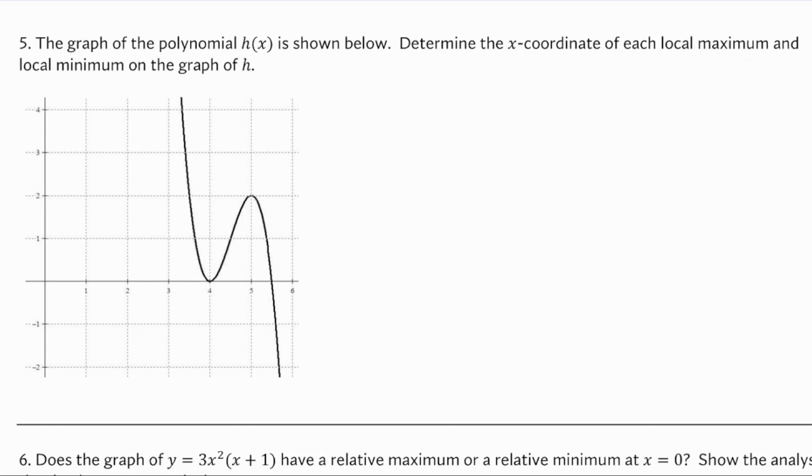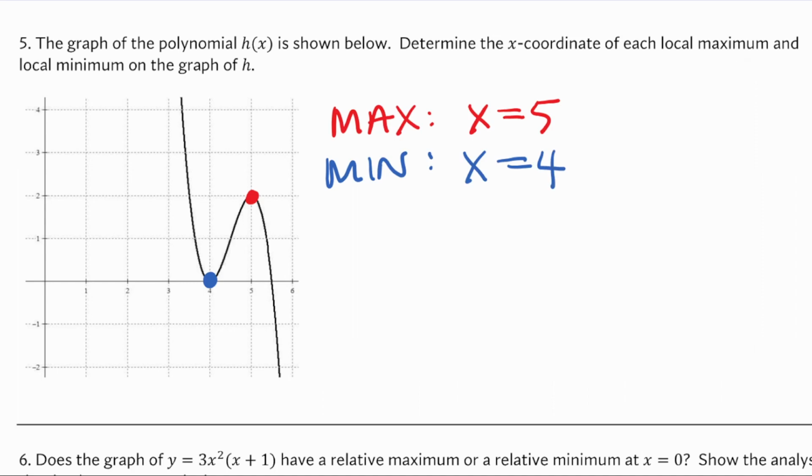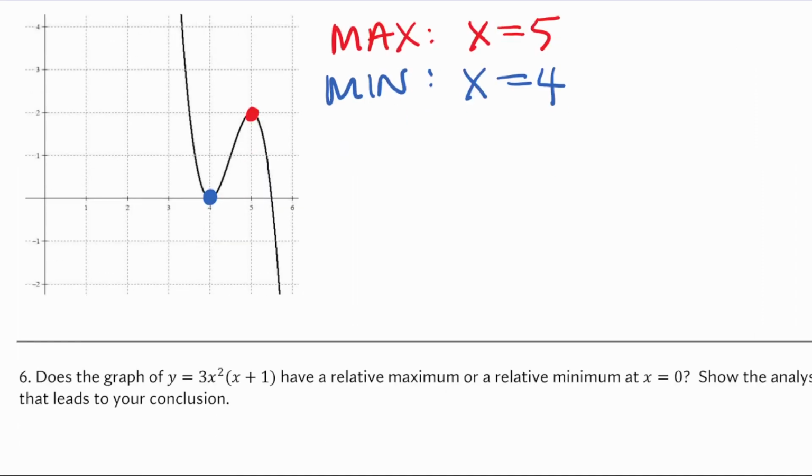Right now we're going to see the graph of a polynomial h of x, and okay, again, maximum and minimum. All right, well, we can probably do that. Let's say, all right, maximum right here at x equals 5. There's going to be a minimum right down here at x equals 4. And, oh, okay, that's all they asked. Okay, great, we can do that.